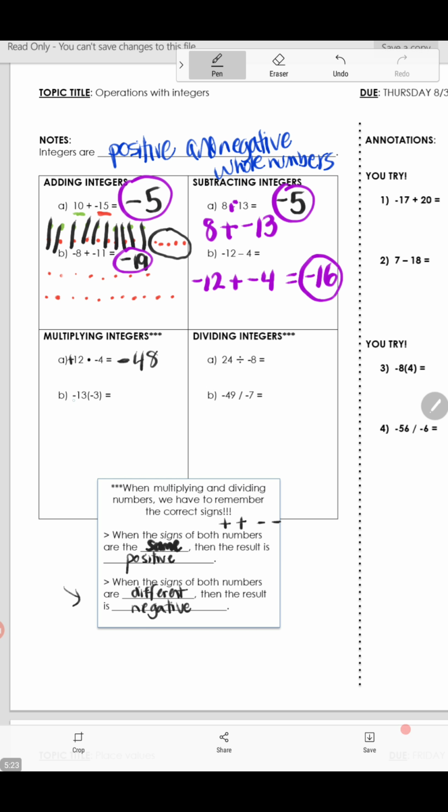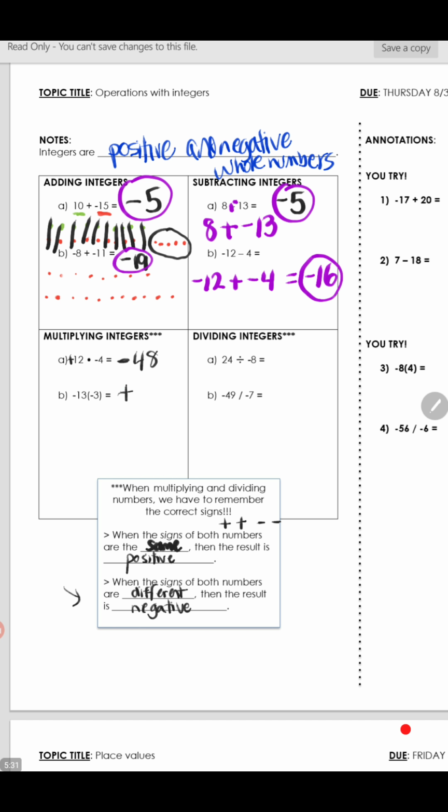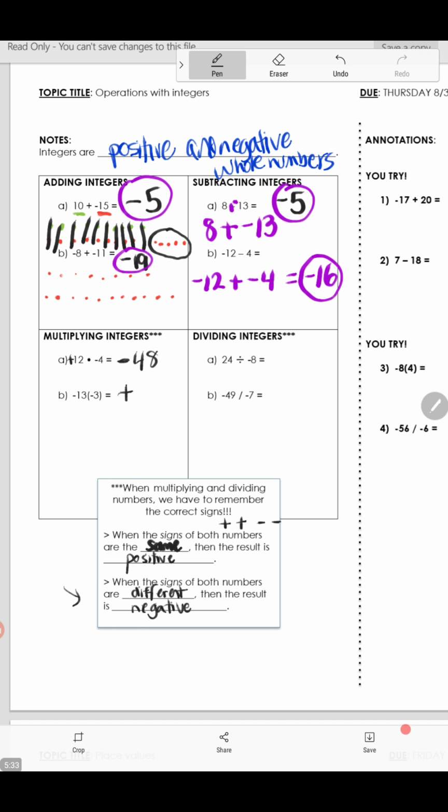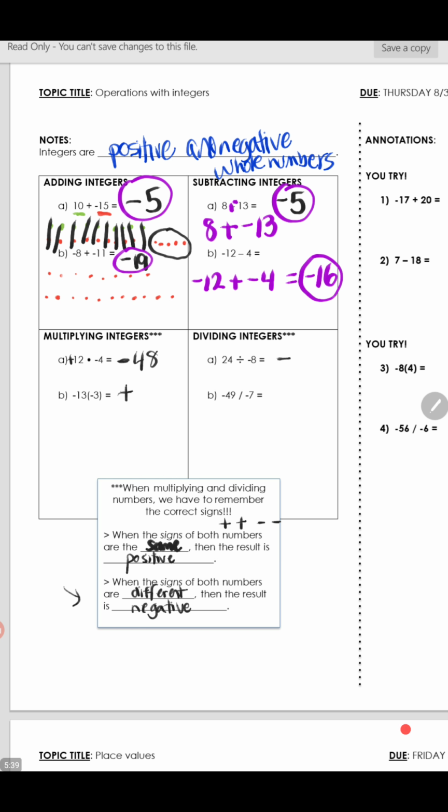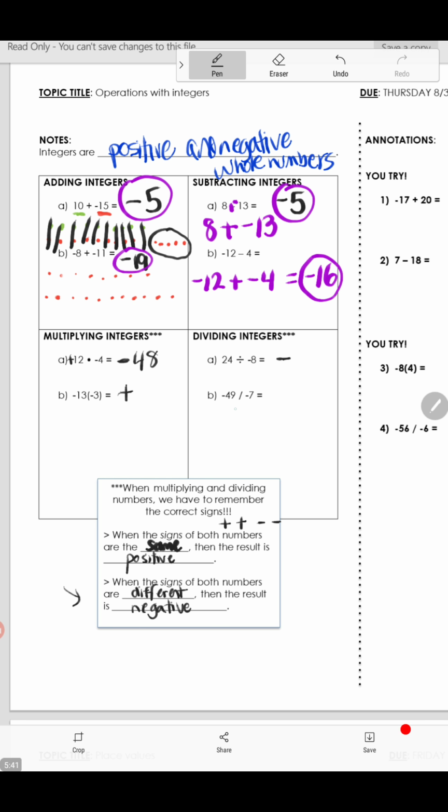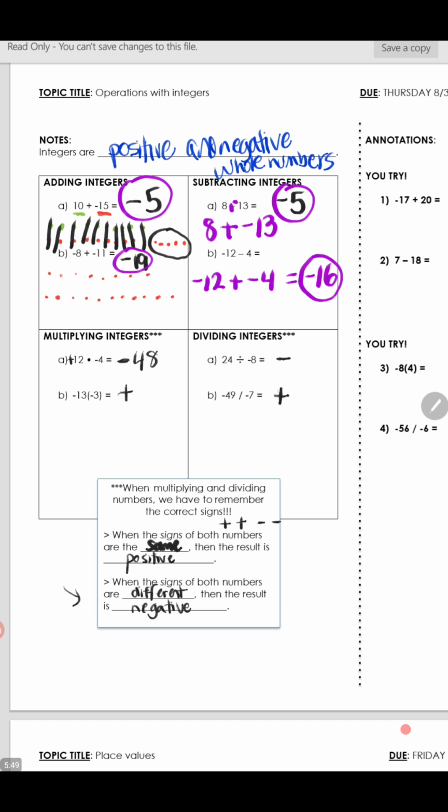So part B, it's negative 13 times negative 3. Negative times a negative, they're both the same signs. Answer should be positive. In this division part, we have a positive number divided by a negative number. Those are different signs, so the answer is negative. And then lastly here, negative 49 divided by negative 7, negative, negative. The answer should be positive.